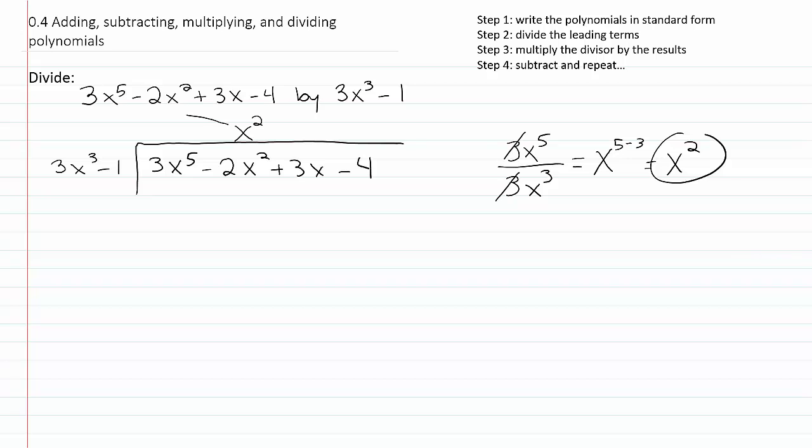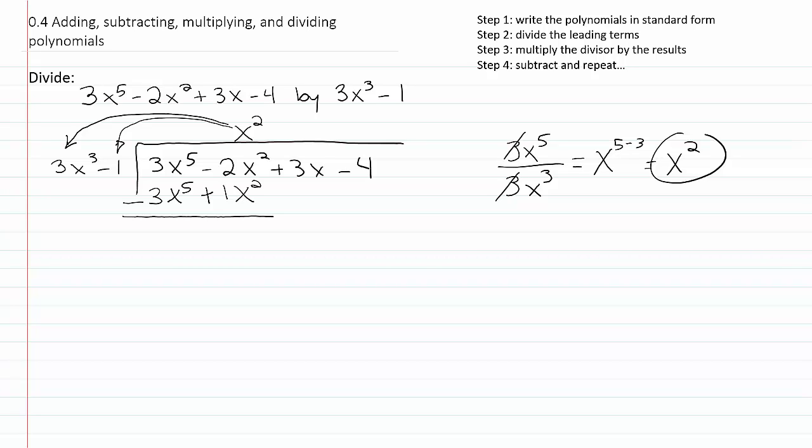All right, let's multiply this x squared times our divisor to see what that gives us. So x squared times 3x to the third, as we discussed already, is 3x to the fifth. And then x squared times negative 1, of course, is minus 1x squared. So remember, our next step is to draw the line and change the signs of the second polynomial here.